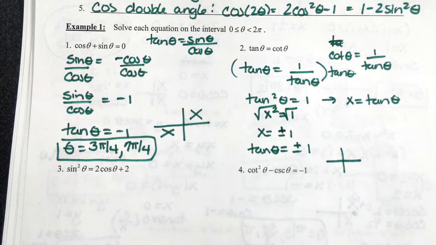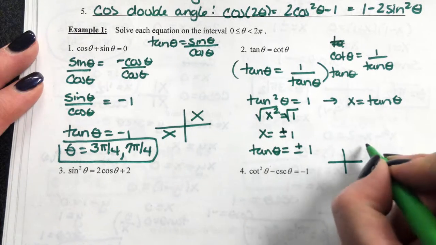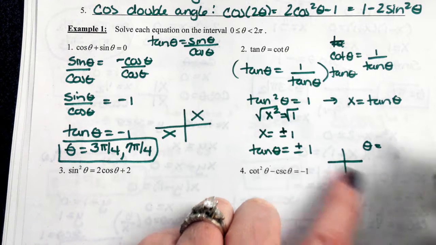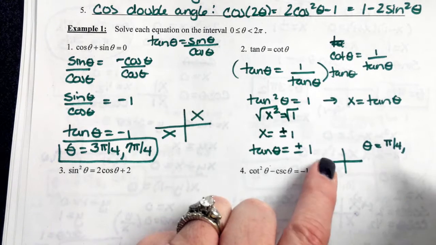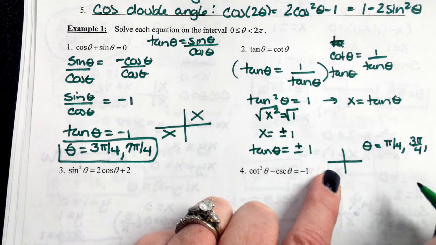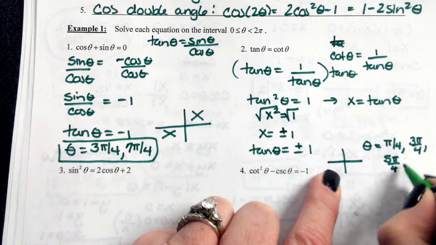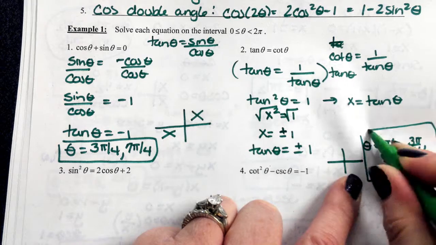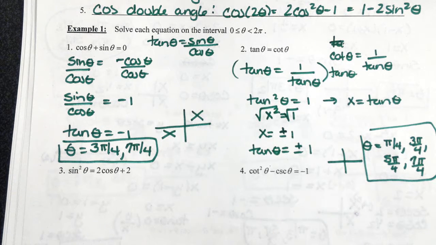What quadrants are we looking in? All of them, because again, we're looking for where it's positive and negative. So then, what angle in quadrant 1 has the tangent value of 1? Pi over 4. In quadrant 2, it's going to be what? 3 pi over 4. In quadrant 3, it'll be 5 pi over 4. And then in quadrant 4, it'll be 7 pi over 4. So any questions on number 2? All right, let's take a look at number 3.